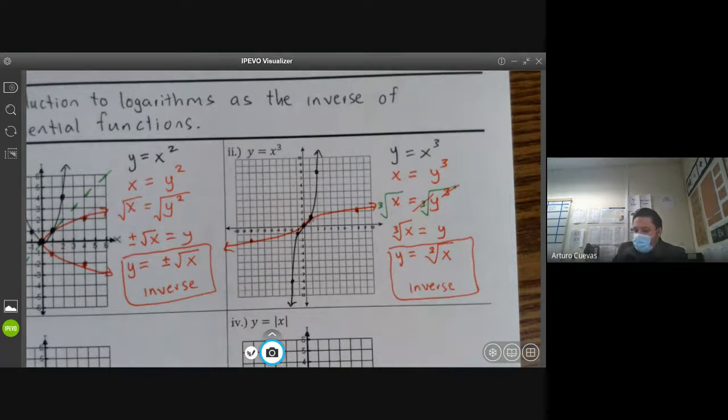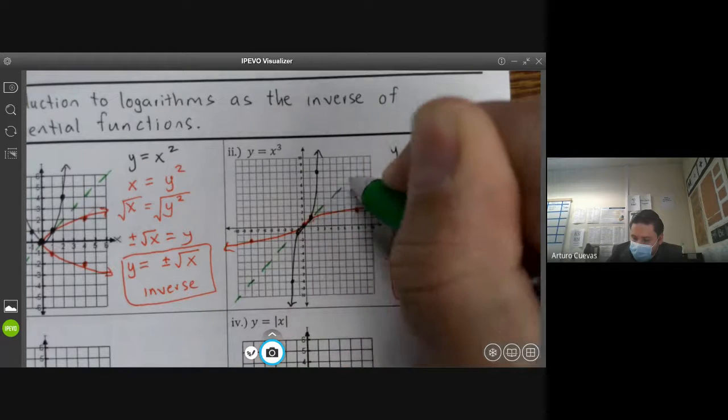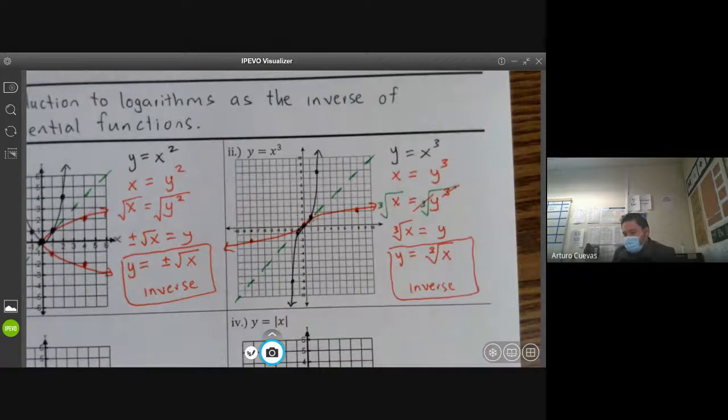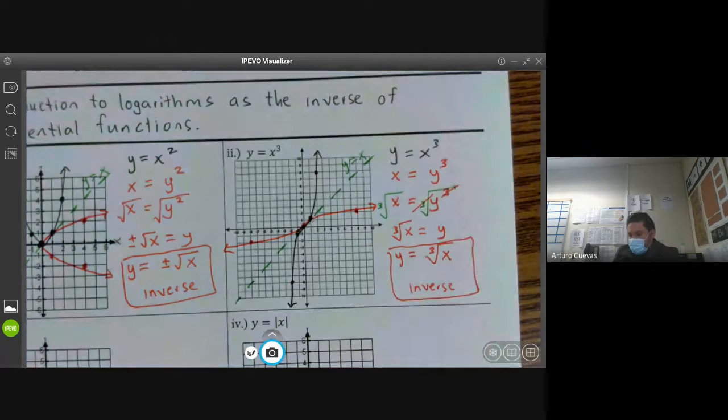Does it reflect on the line y equals x? Yes or no? Yes. Very good. This is the line y equals x.